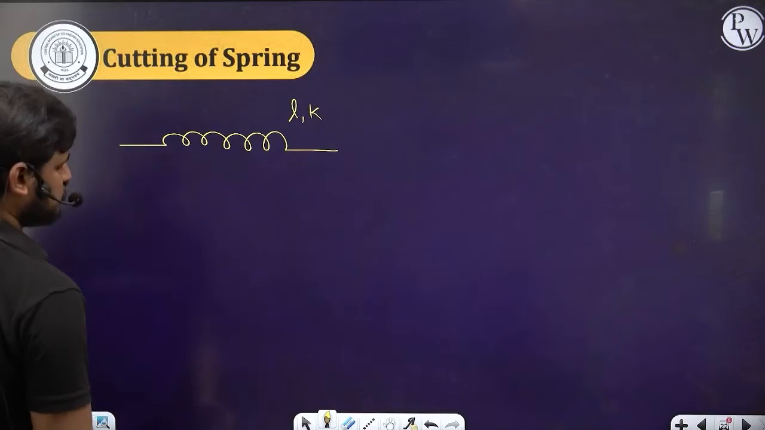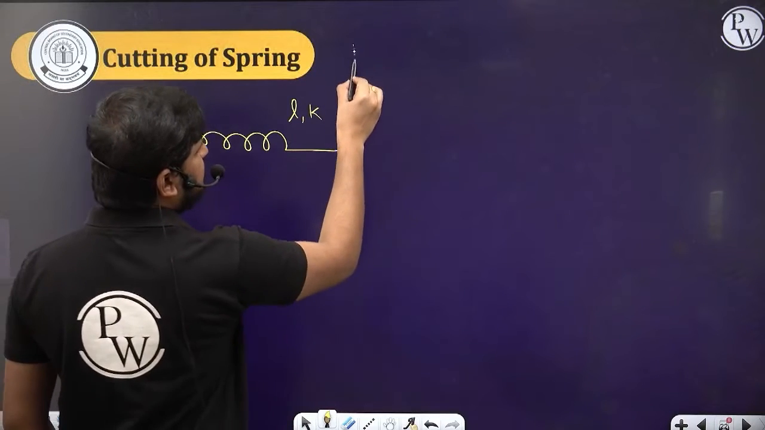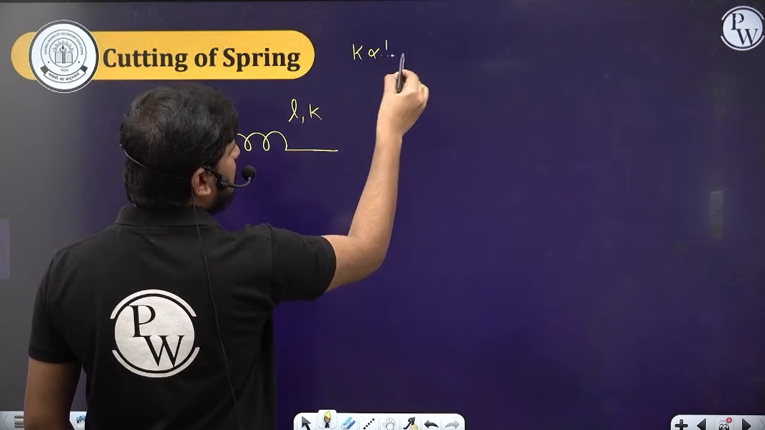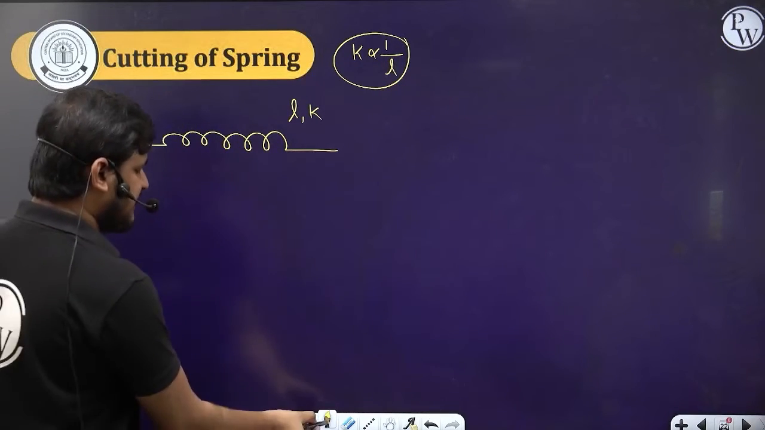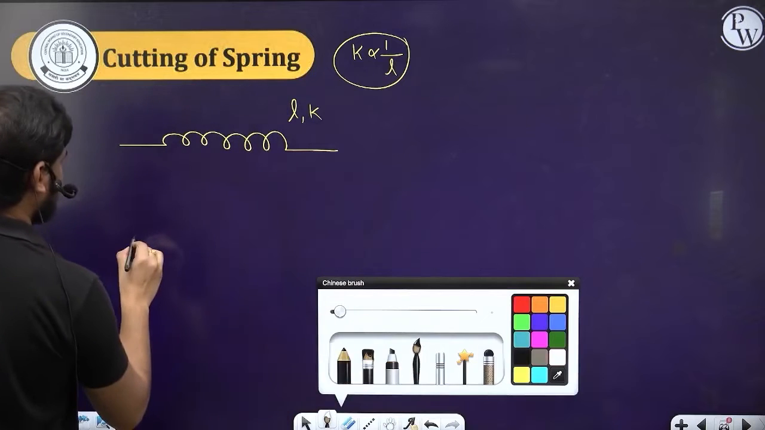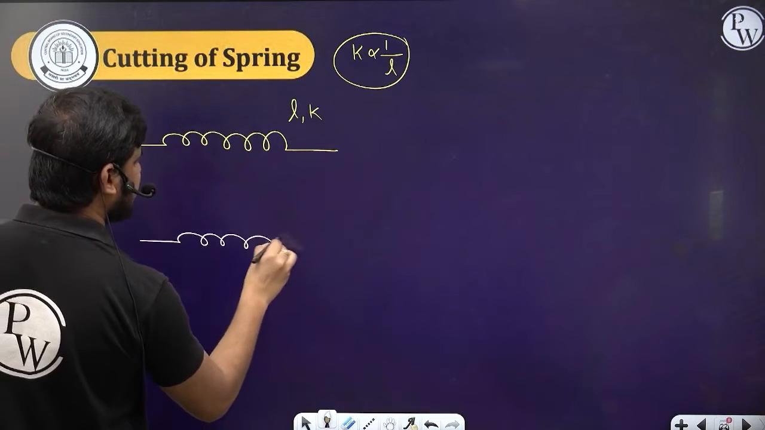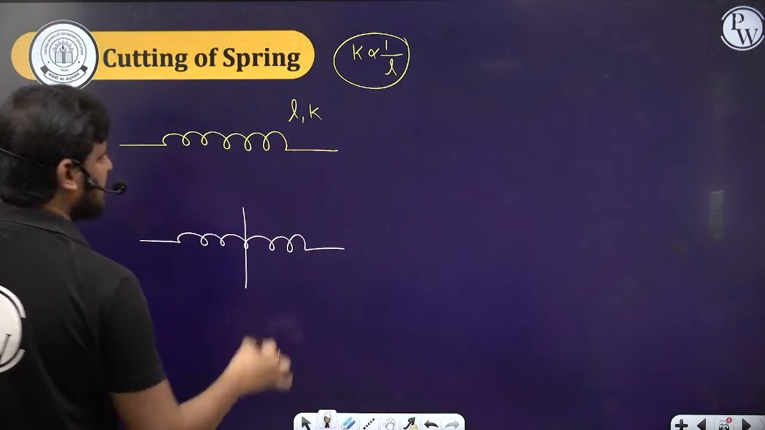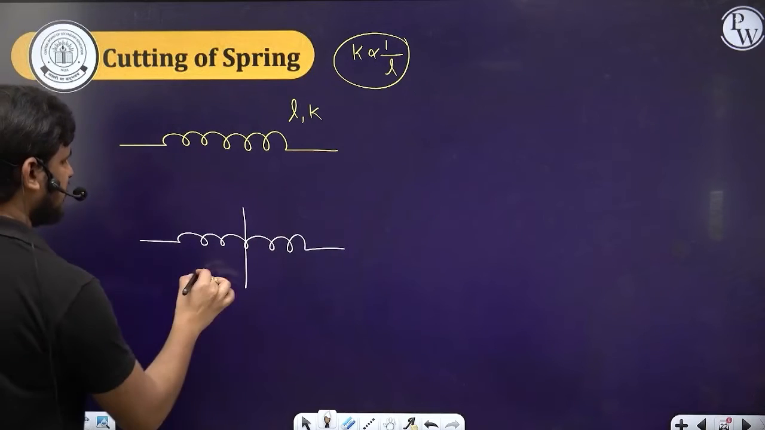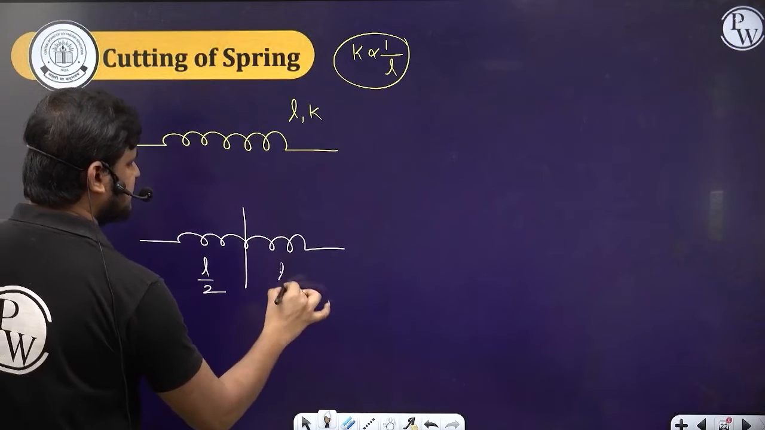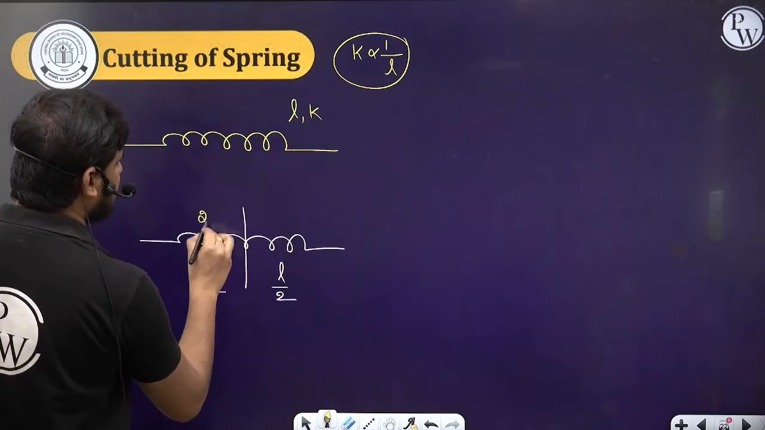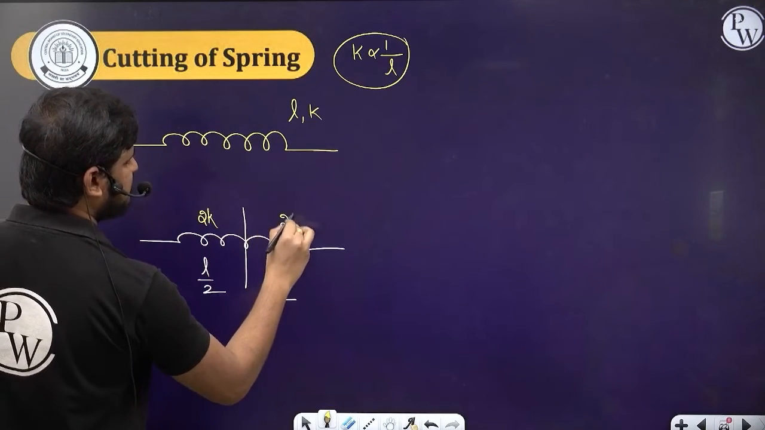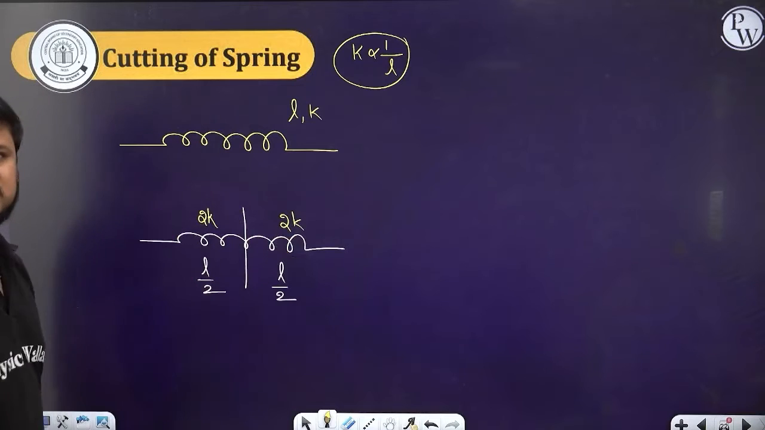Now, you know that the spring constant k is inversely proportional to the length. So if I cut this spring into two equal halves, the length becomes L by 2. Then the spring constant of it will become 2k. Here also the spring constant will become 2k, just reverse.